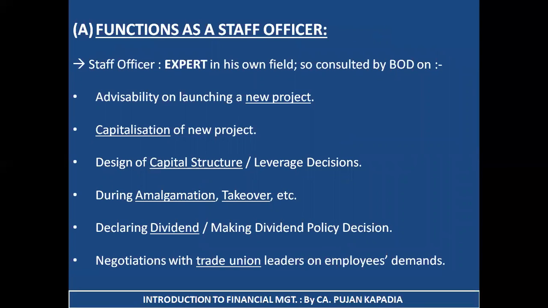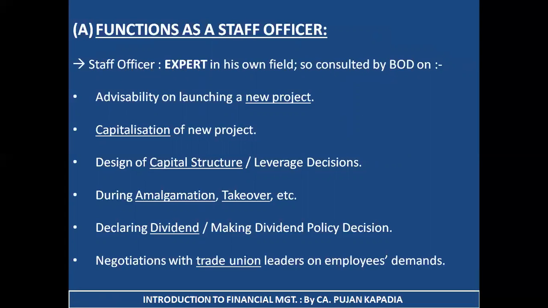Basically, the role or the functions of the financial manager is classified into two categories. One is as a staff officer and second is as a line officer. First of all, we are going to take the first part, that is as a staff officer. Now, the first question that may arise in your mind is, sir, what is a staff officer? A staff officer is basically the role which is assigned for being an expert in your own field. So it is consulted by the BOD, that is Board of Directors.